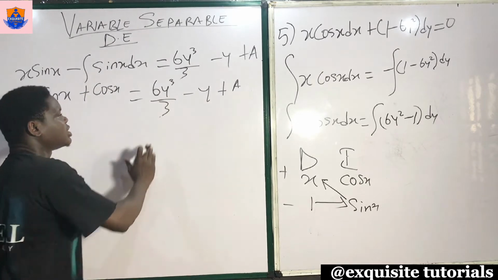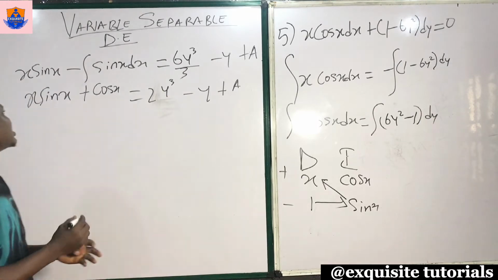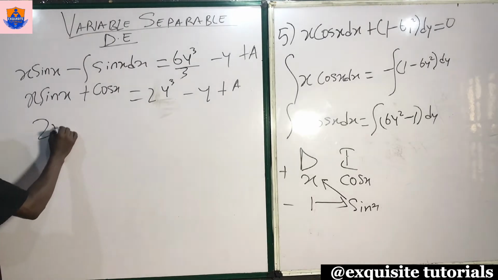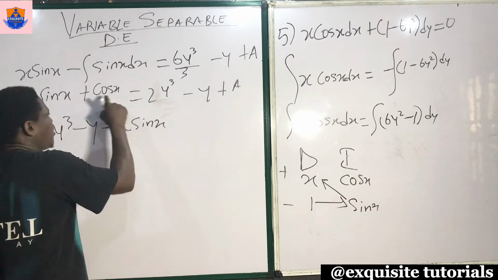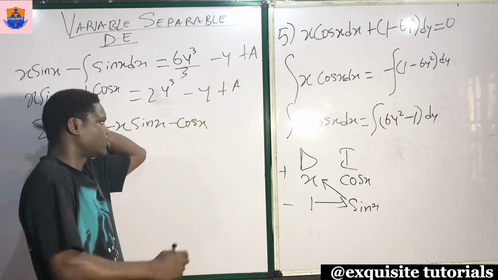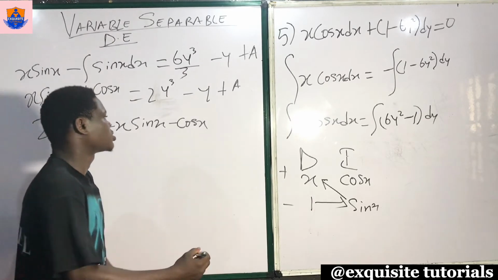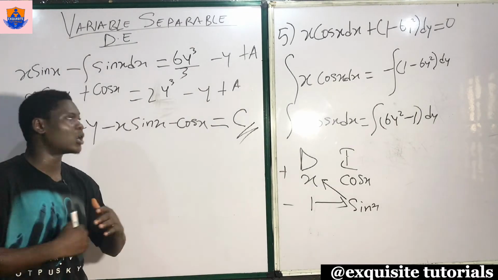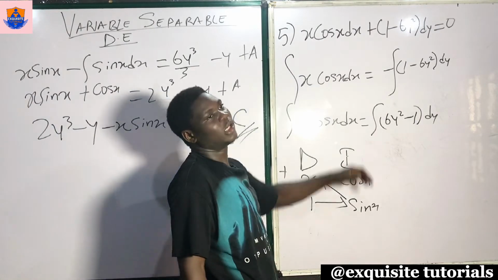Now 6 divided by 3 is actually 2, so we have 2y cubed. You can decide to leave your answer like this, or let me take all the functions to one side. So we have 2y cubed minus y minus x sin x minus cos x, then plus a. But I want to take this a to the other side so that it becomes minus a. If a is a constant, minus a should also be a constant. So let's call that constant c, and that will be all. If you want to be sure of your answer, I will advise differentiate this, differentiate everything. If it leads you back to this, then you are correct.